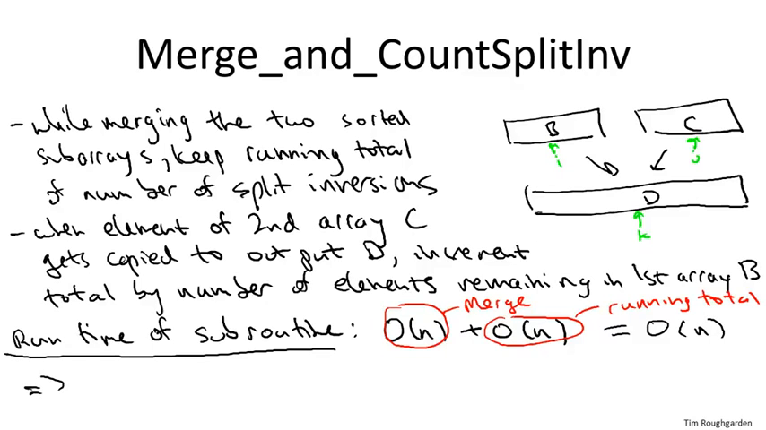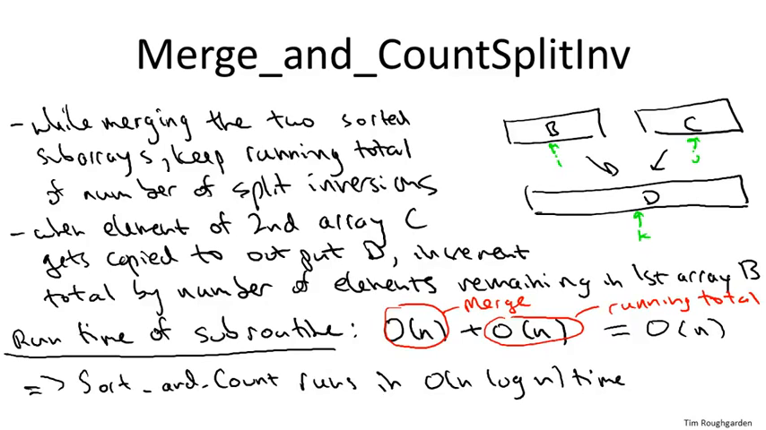And now by exactly the same argument we used in merge sort, because we have two recursive calls on half the size, and we do linear work outside of the recursive calls, the overall running time is O of n log n. So we've really just piggybacked on merge sort up to the constant factor a little bit to do the counting along the way, but the running time remains big O of n log n.